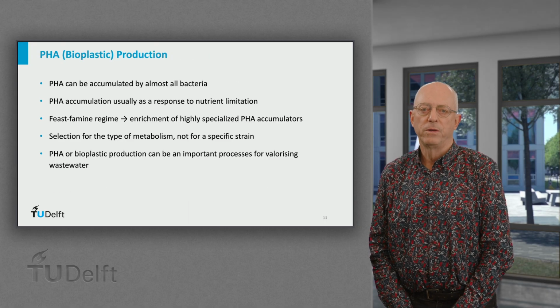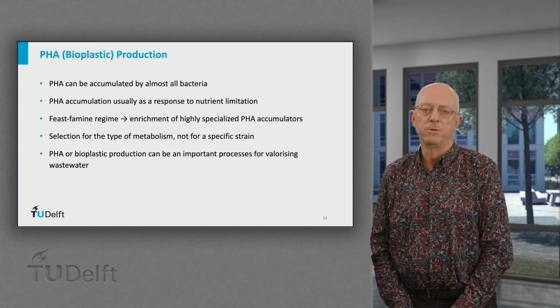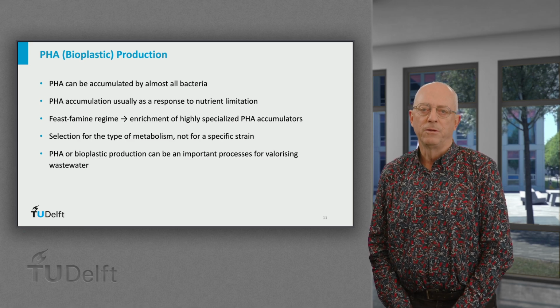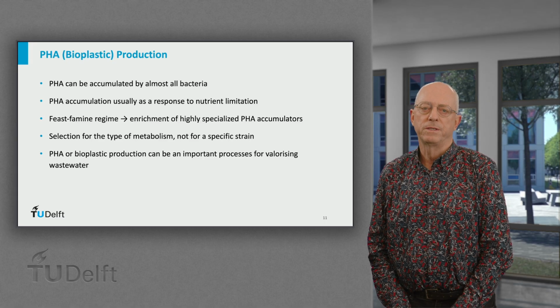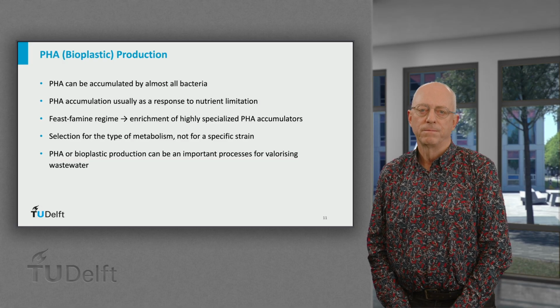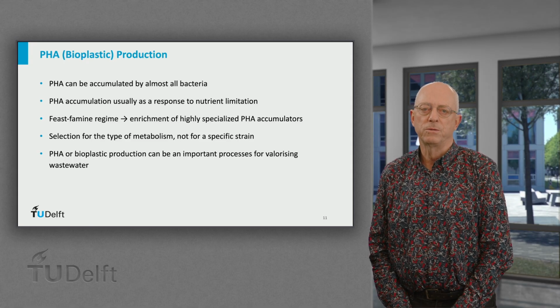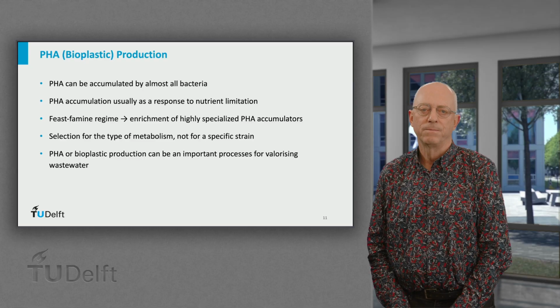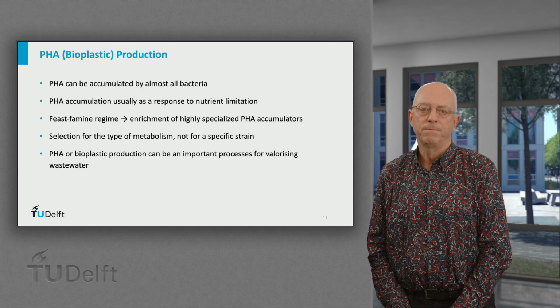To summarize, polyhydroxyalkanoates, especially PHB, are storage compounds produced by many bacteria. They are not part of normal cell metabolism, but accumulate under nutrient-limiting conditions or in feast-famine environments. Bacteria use PHA as an internal carbon and energy reserve, storing it when substrate is available and consuming it when substrate is absent. This allows them to maintain a balanced growth rate over time.